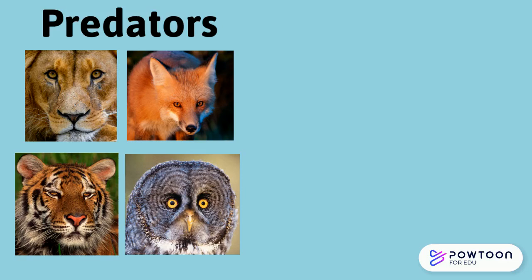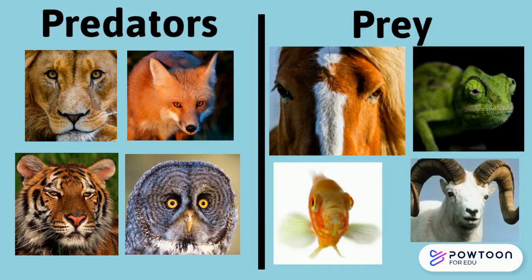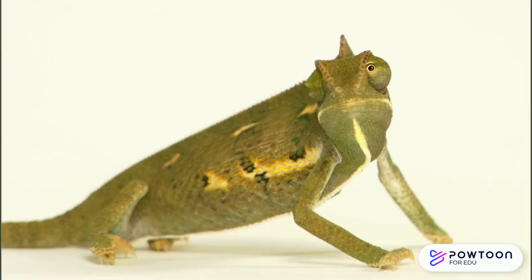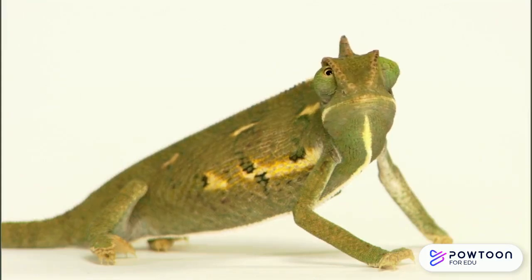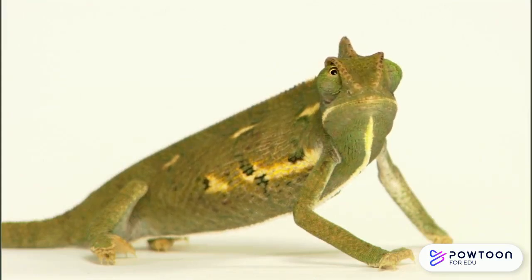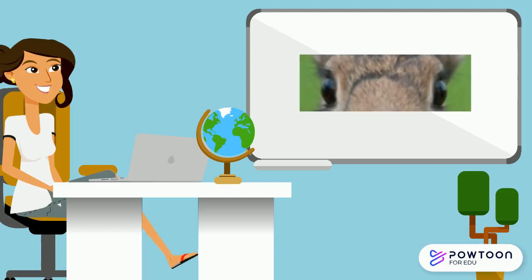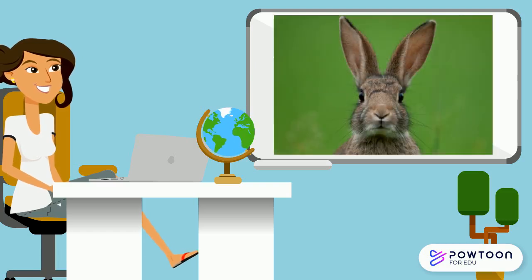Now look at where the eyes are on prey animals. Do you see that they're on the sides of their head? Many of those animals can move their eyes individually, allowing them to see danger from different directions. Do you think that this animal is a predator or prey? Right, it belongs to an animal that has to see danger from all sides because it's prey.